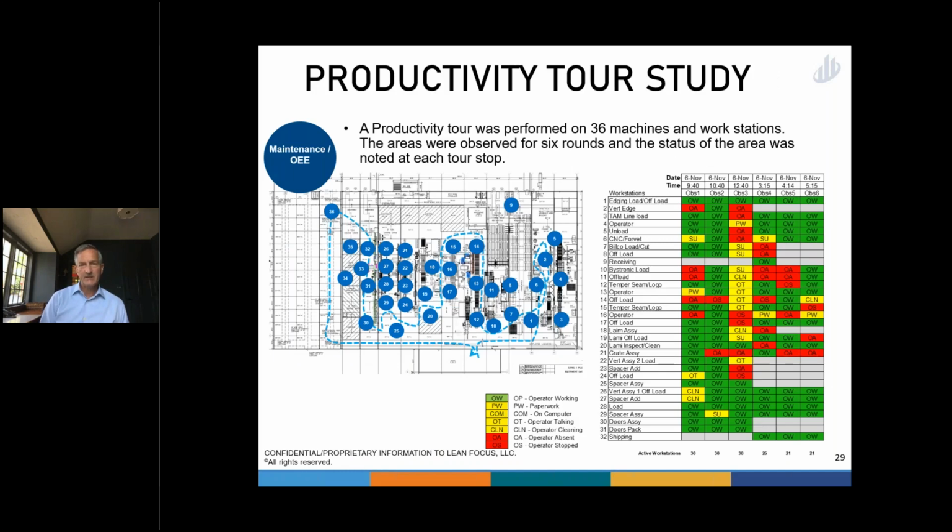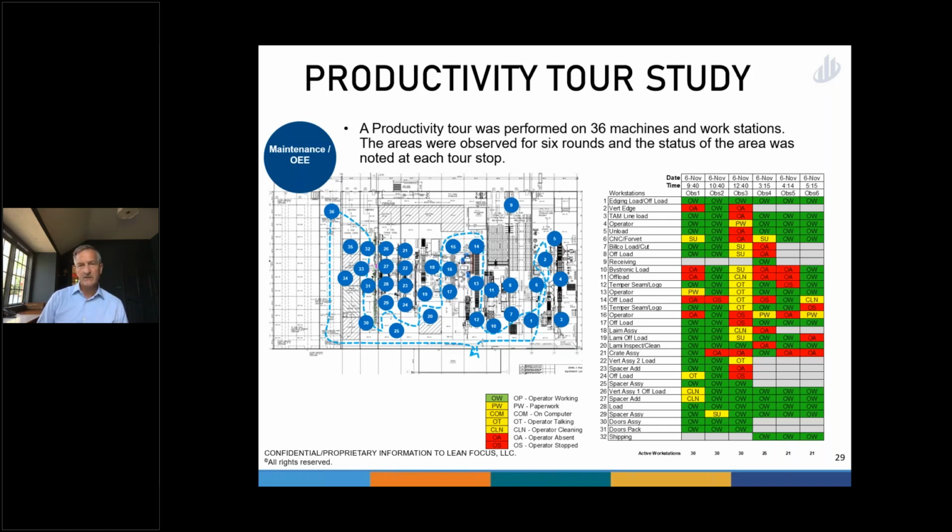I mentioned the productivity tour study earlier. This is typically where we'll take a number of 30 to 40 key points that we've identified in the value stream map or plant walkthrough or brown paper that are pinch points, potential bottlenecks or whatever, and just go and do a survey.